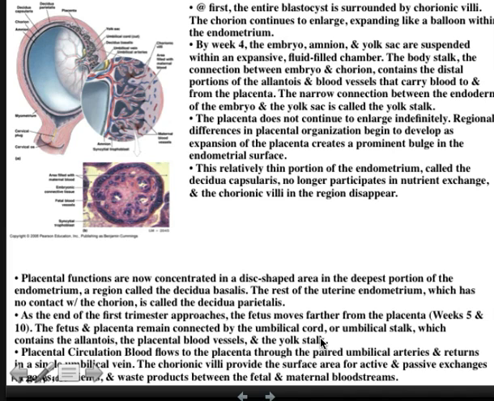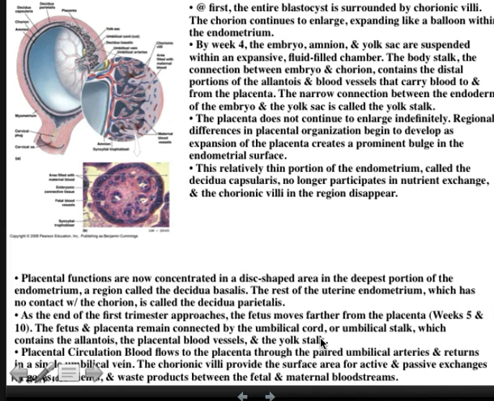So at first, the entire blastocyst is surrounded by chorionic villi. The chorion continues to get larger and expands like a balloon within the endometrium, and by the fourth week, the embryo, the amnion, and the yolk sac are suspended in a fluid-filled chamber. The body stalk, which is a connection between the embryo and the chorion, contains the distal portions of the allantois and blood vessels that carry blood to and from the placenta. The narrow connection between the endoderm of the embryo and the yolk sac is called the yolk stalk.